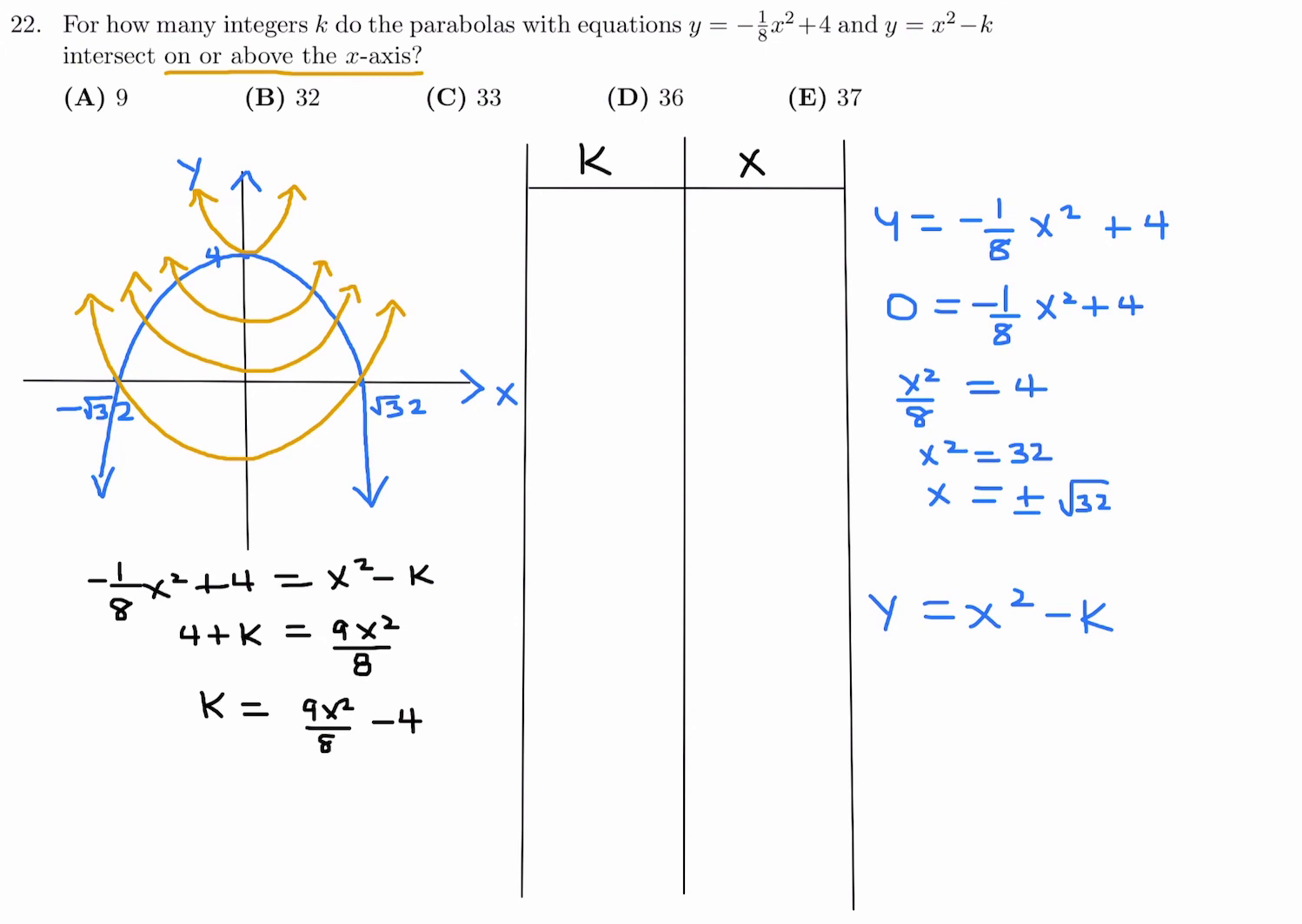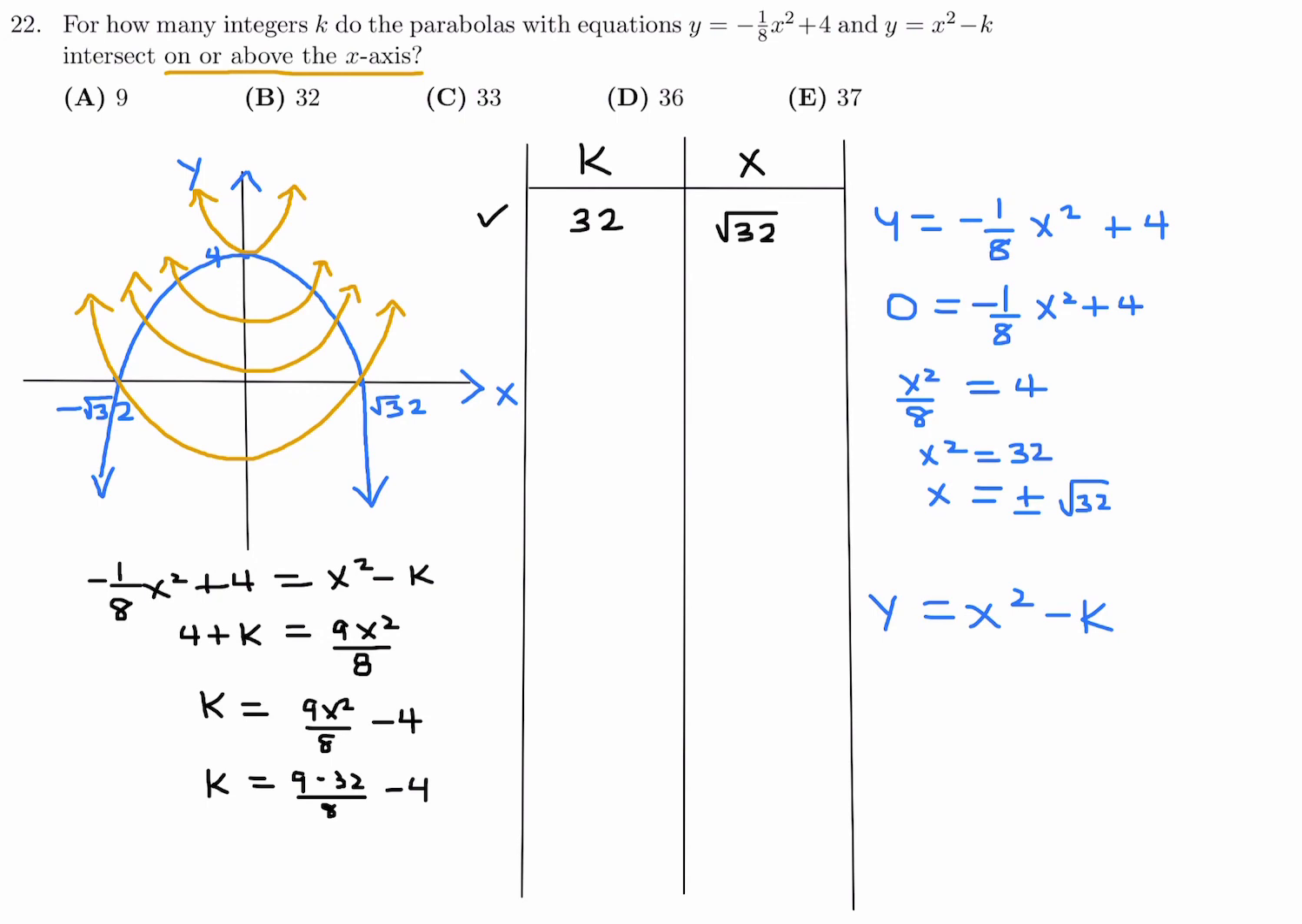So first and foremost, when x is root 32, that's going to allow us to figure out when they intersect on the x-axis. That's a pretty straightforward calculation. That's 9 times 32 over 8 minus 4. That looks like 9 times 4, which is 36, minus 4 is 32. So k is 32. All right, so we got 1.